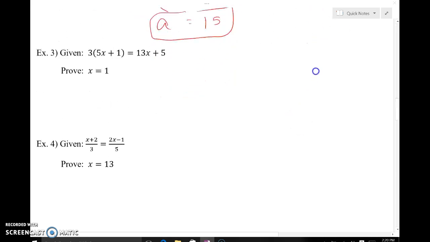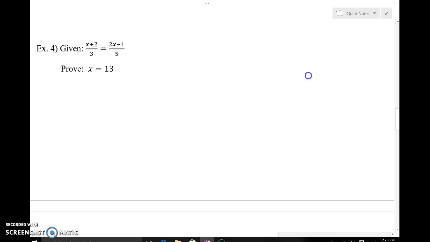Okay. We'll do this very last example. We're going to skip over 3 and go to 4 really quickly. One of the interesting things about this problem right here is we call this a proportion, where we have a fraction equals a fraction. So there's a couple of different strategies. One of the neat strategies that works for this is cross multiplication, meaning you can multiply the bottom of the left side times the top of the right side, and the top of the left side times the bottom of the right side.